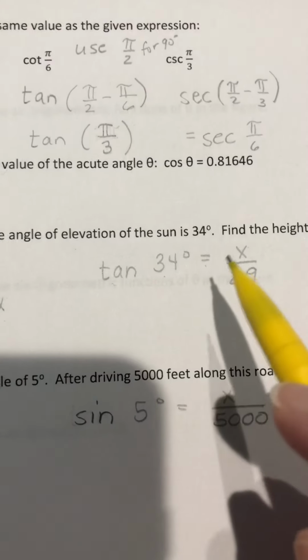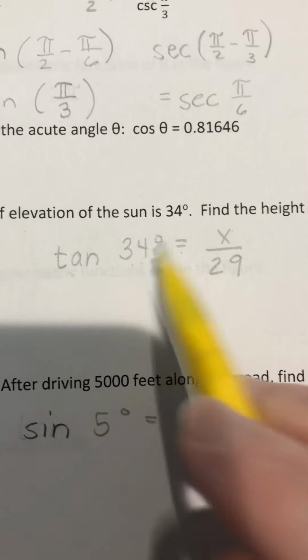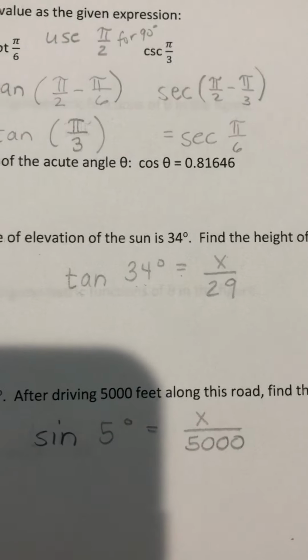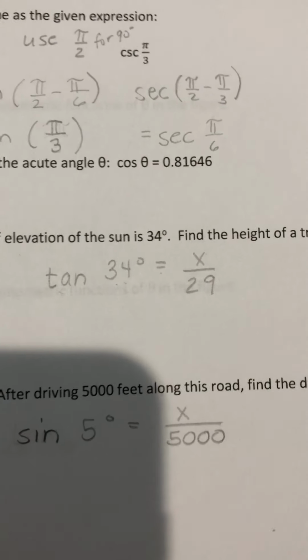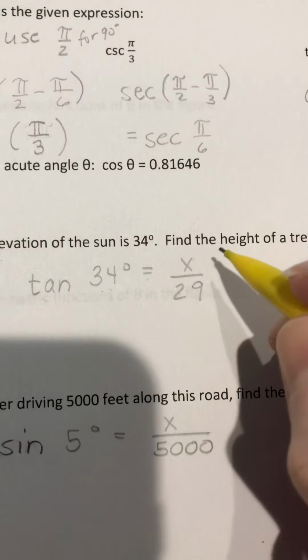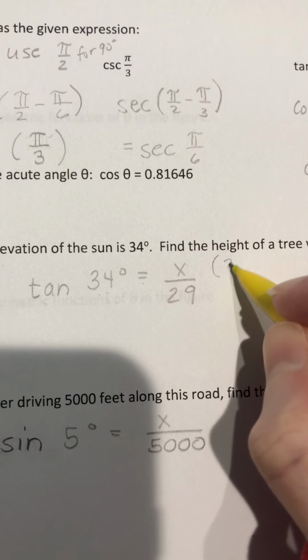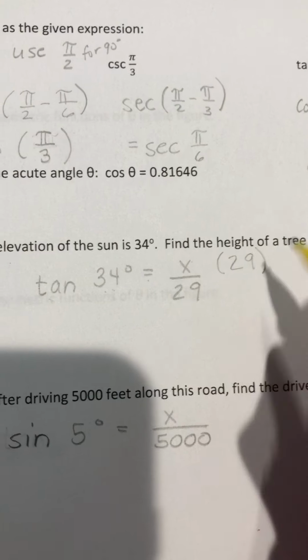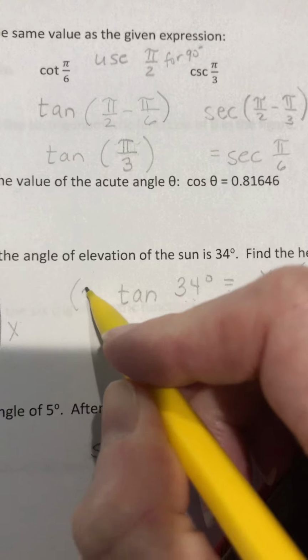So then all you need to do is go to your calculator and make sure that you are in degree mode. And to solve this equation, you just need to clear the fraction by multiplying by 29 on both sides.